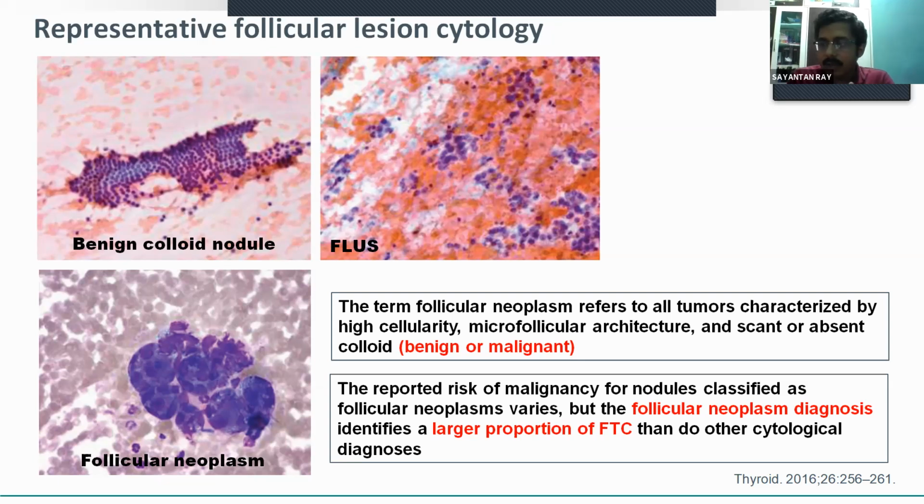Now look here at that follicular lesion in this cytopathology slide, the cells have started to arrange in microfollicle formations and started displaying some nuclear atypia and crowding. And if we look at the third panel, that is follicular neoplasm, the cells are forming microfollicles with nuclear atypia and crowding. So the term follicular neoplasm refers to all tumors characterized by high cellularity, microfollicular architecture, and scanty or absent colloid. They can be either benign or malignant.